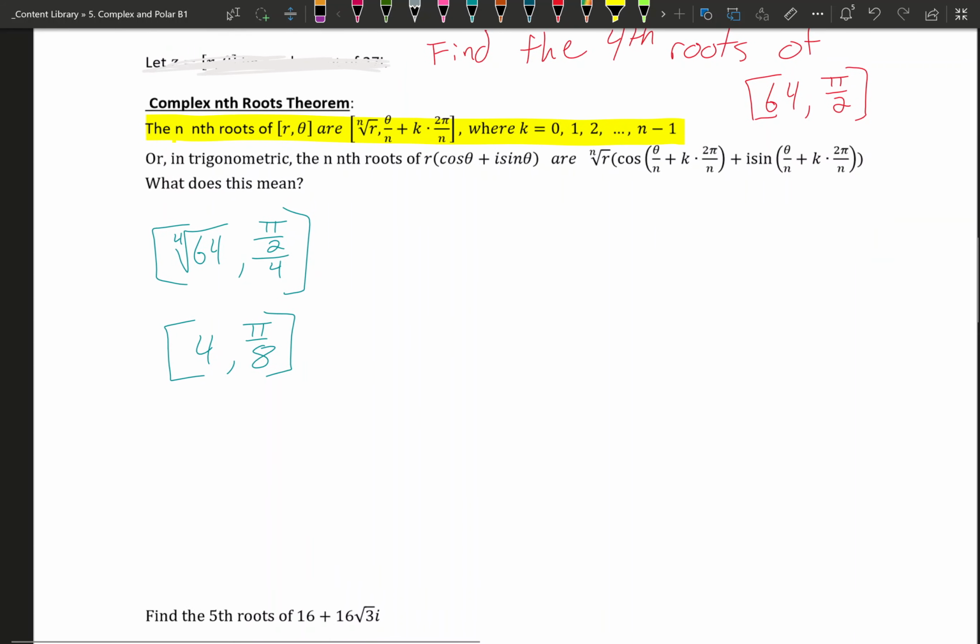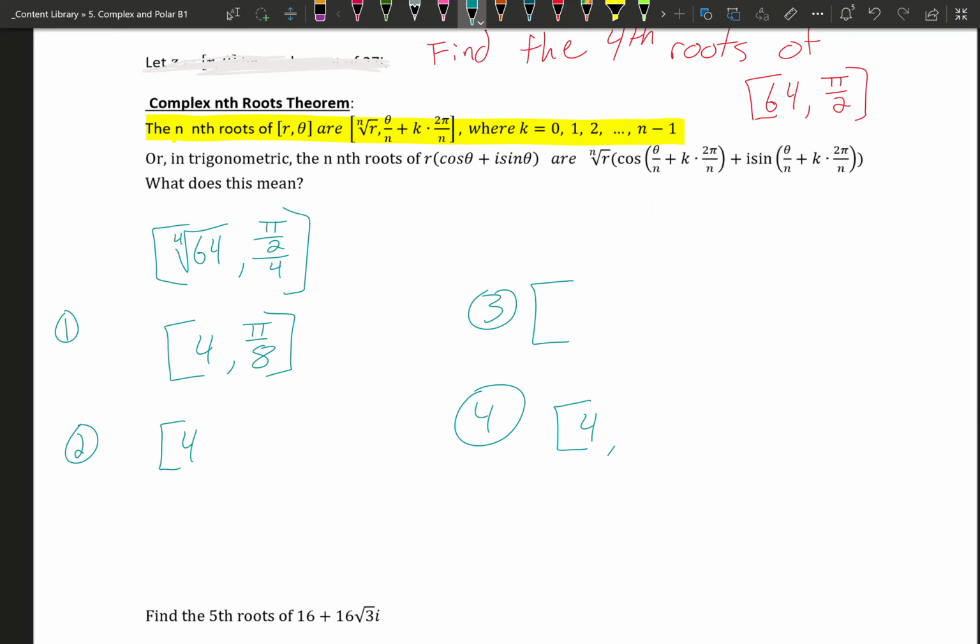Okay, let's see what this means. We are going to have 4 roots. We've got 1, we've got 2, 3, and then 4. All of these, since that nth root of r does not change, are going to have a radius of 4. They'll have the same one, no matter what the radius is, positive, negative, whatever the point.